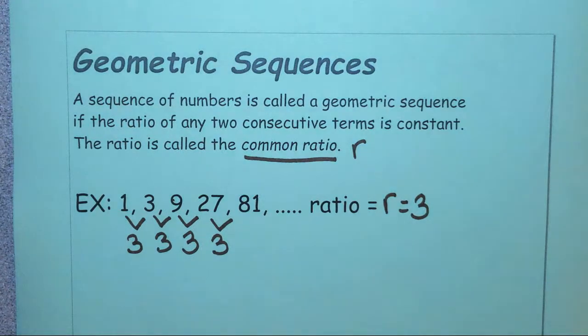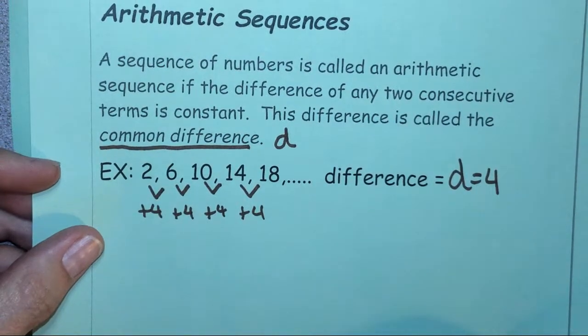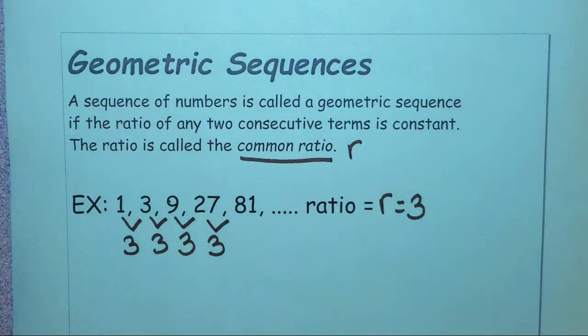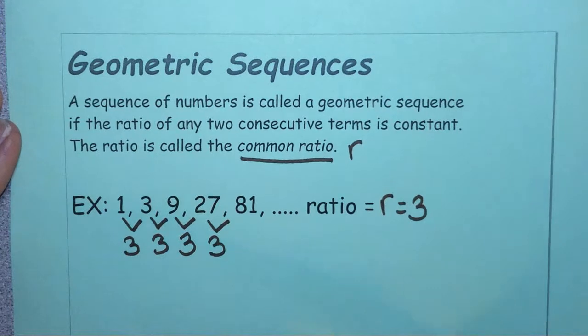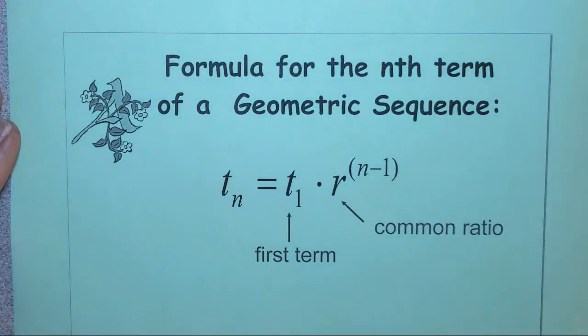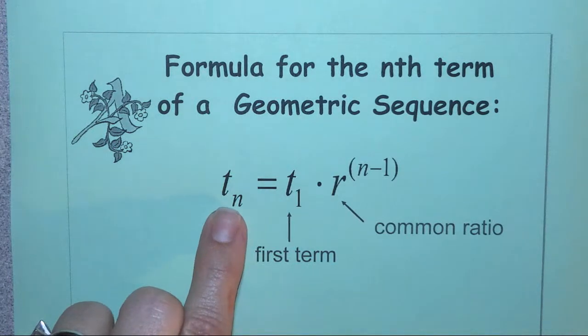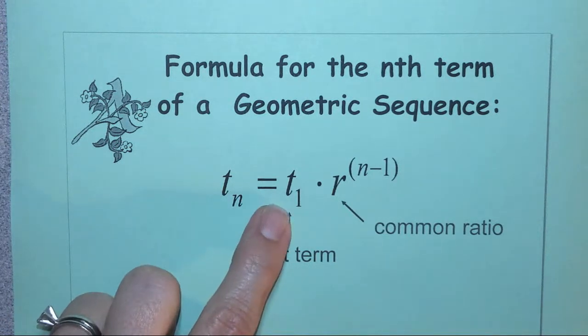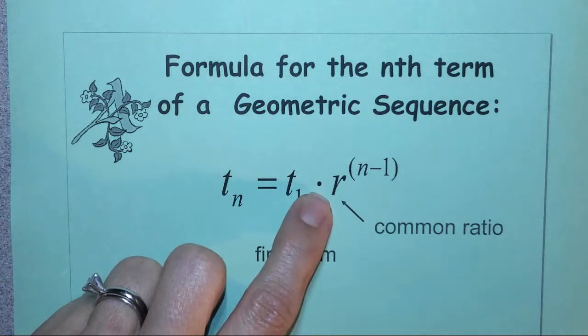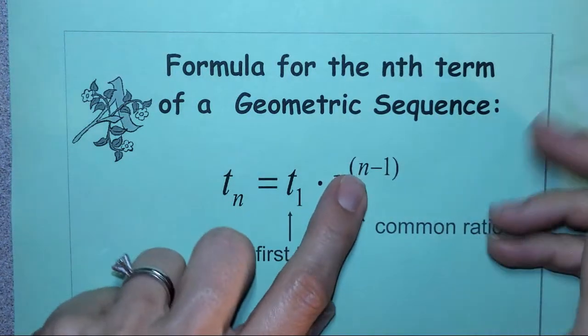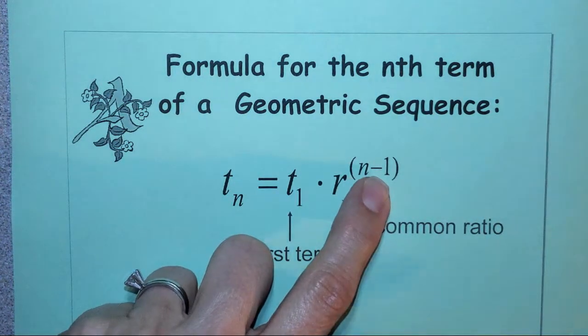So let's compare them one more time. Arithmetic is when we add to get to the next number. Geometric is when we multiply to get to the next number. Geometric sequences have a different formula. This formula says to get any term in a geometric sequence, you take the first term, you multiply it by the ratio, and you raise it to the term number minus 1.